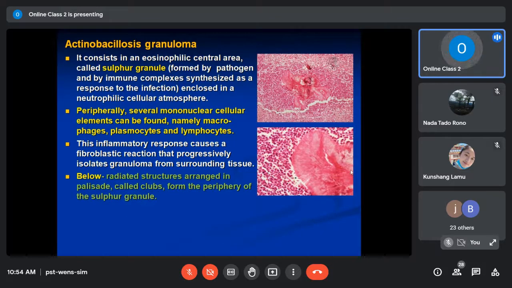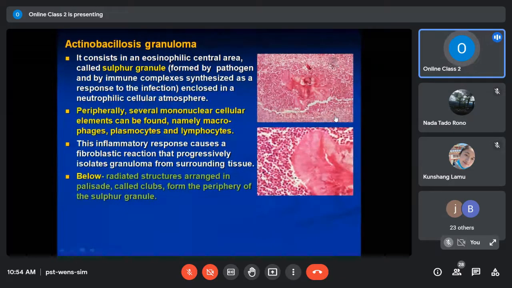As we have already discussed, those radiating structures are arranged in palisade form, Indian club-like or ray fungus type of structure from the center, and there may be presence of the organism in the very center, surrounded by many inflammatory cells, and finally encapsulation by fibrous connective tissue, right? So this is nothing but the actinobacillosis granuloma, like the TB granuloma. One thing is that you won't find any giant cells. Giant cell formation is not a common feature here in actinobacillosis.